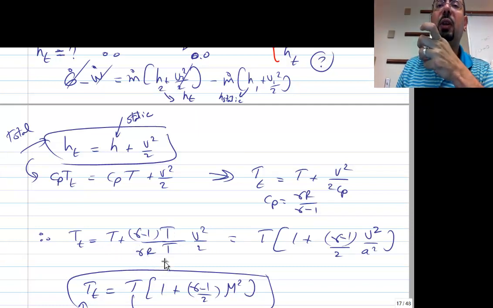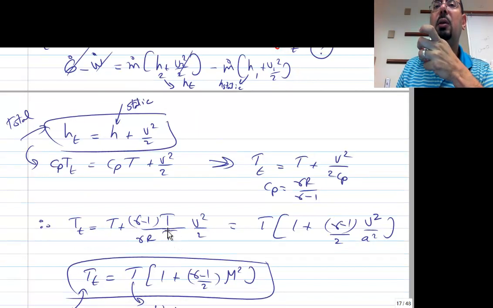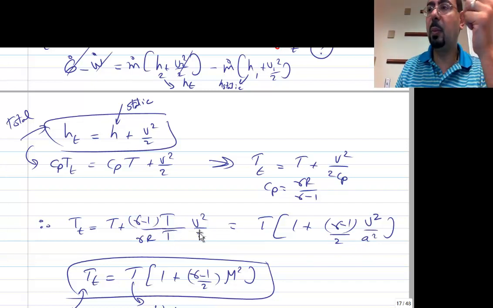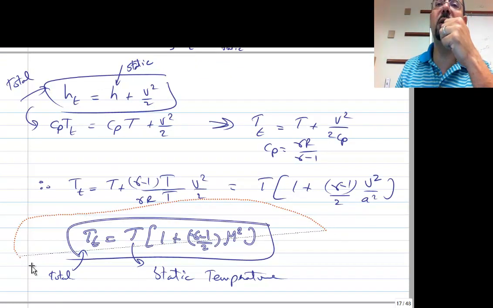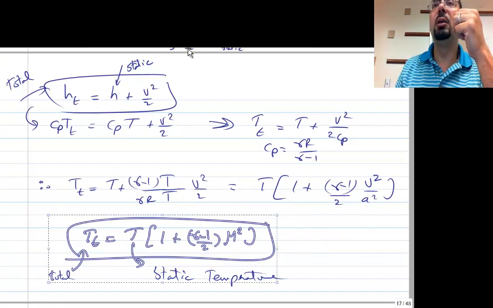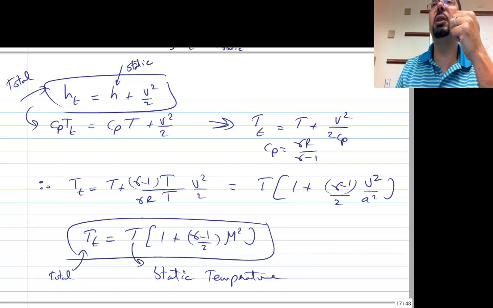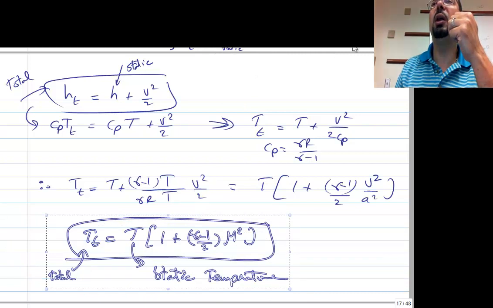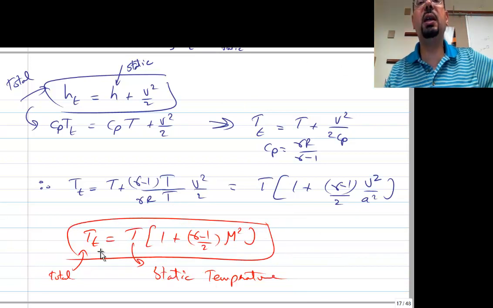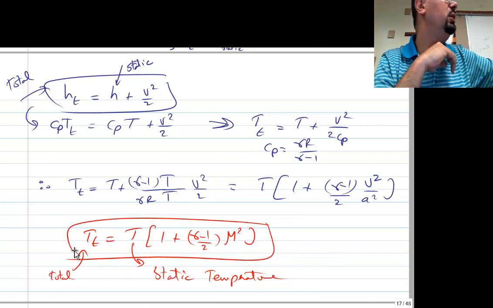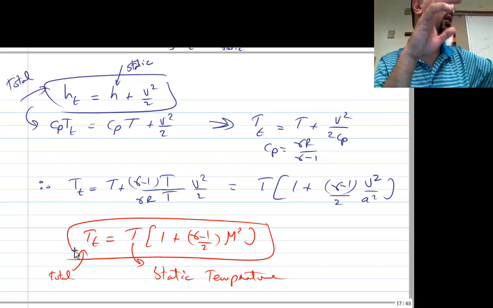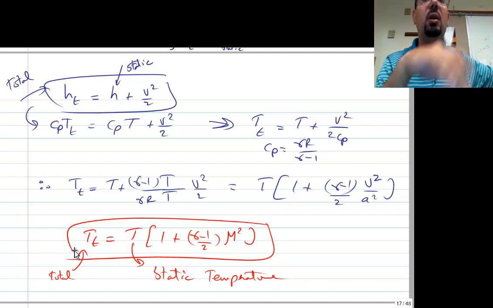you multiply by T over T, that's okay too, right? And now what you have is gamma RT, that's a squared. You can take this T and T out, and you'll end up with this relation. This relation is, I guess, the second most important equation in this course, after a equals square root of gamma RT that we had in chapter 2. Now you have the relation between T static and T stagnation, or total temperature. Again, total temperature and stagnation temperature, they are the same.